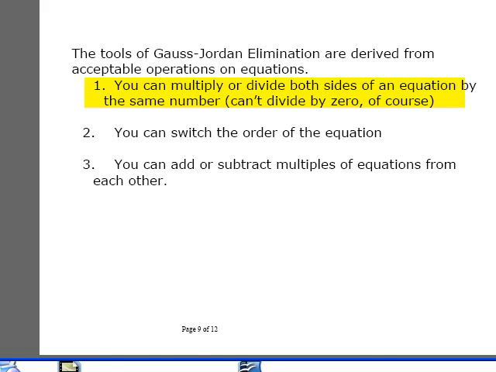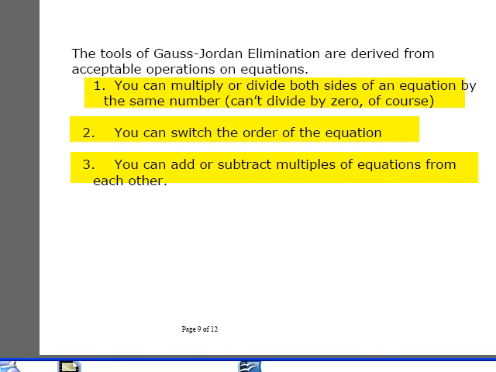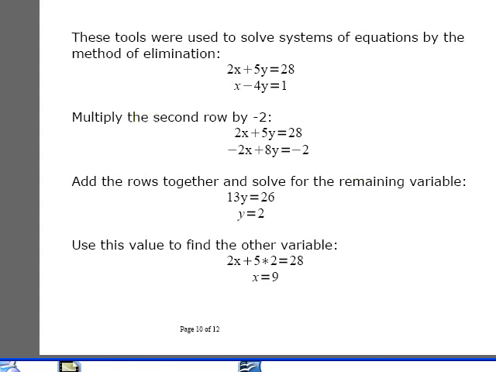The second thing I could do is write equation 1 first and equation 3 second, and so on. It doesn't mean anything that one equation is the first equation and another equation is the second. They're just a group of equations. So I can switch the rows. And the other thing I can do is add or subtract multiples of equations from each other. That's what we do in the method of elimination. So these are the 3 rules, and let's solve a sample system of equations using these rules.